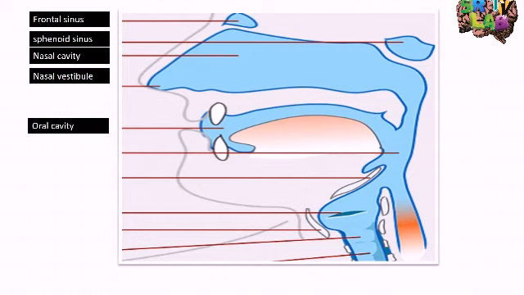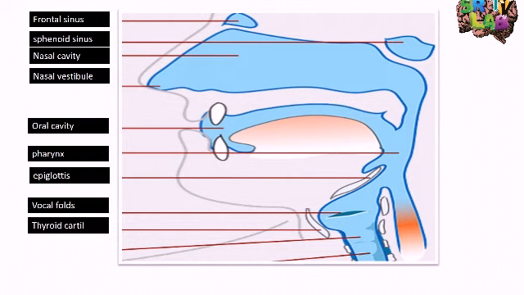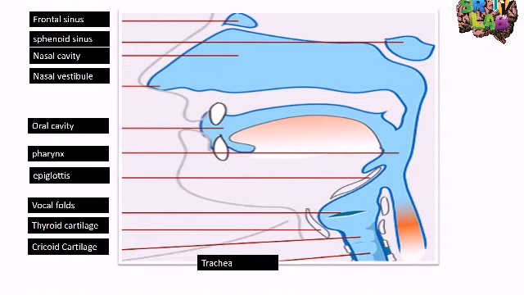Then we see the oral cavity. Then we see the pharynx, the epiglottis. We see the vocal folds. Then we see the thyroid cartilage. Then there is the cricoid cartilage. Then we see the trachea.